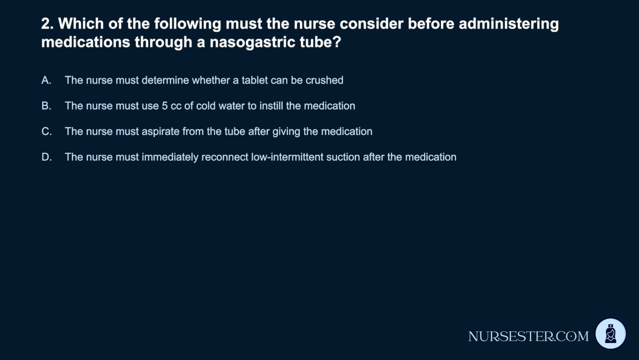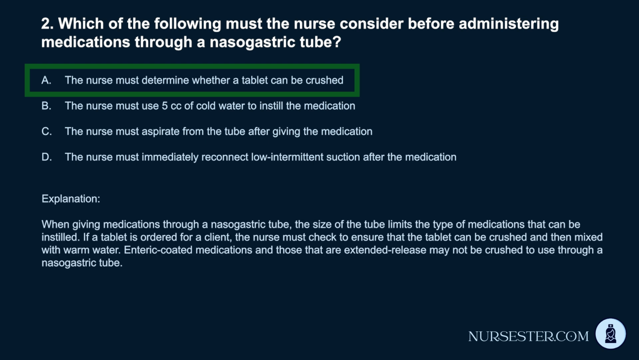2. Which of the following must the nurse consider before administering medications through a nasogastric tube? A. The nurse must determine whether a tablet can be crushed. B. The nurse must use 5 cubic centimeters of cold water to instill the medication. C. The nurse must aspirate from the tube after giving the medication. D. The nurse must immediately reconnect low intermittent suction after the medication. Correct answer, A. The nurse must determine whether a tablet can be crushed.